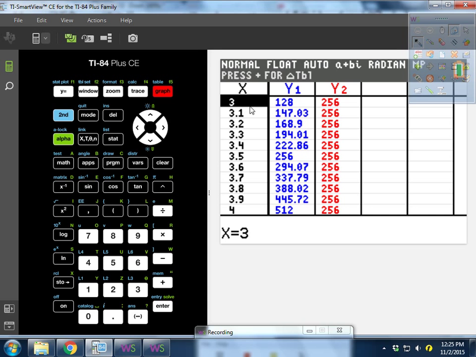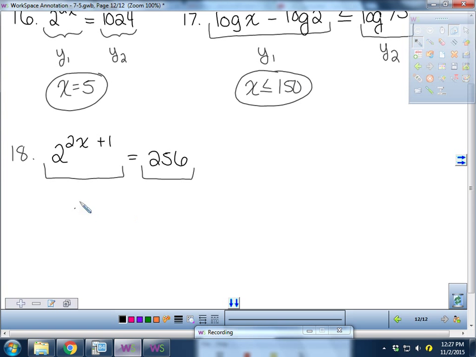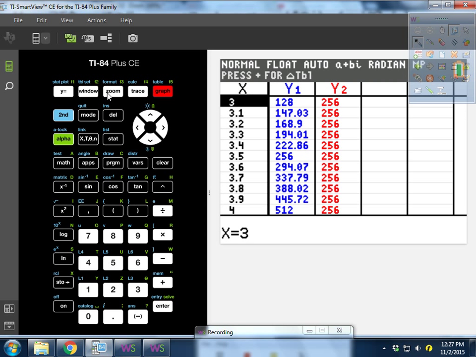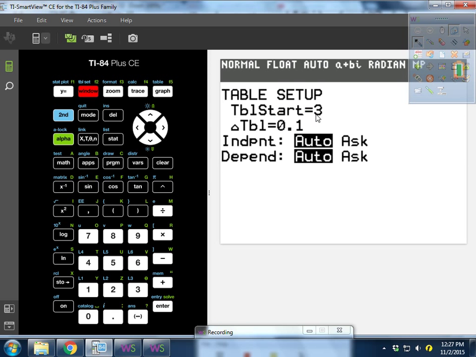So now I go back. And if you look, at 3.1 it's smaller, smaller, smaller, smaller, the same. So at 3.5 is where we get this. So x equals 3.5. Part of this lesson will be you having to remember how to use your table, and it's really easy to change the settings. Second window. Tell it where you want to start, and tell it how far you want it to go up every single time.